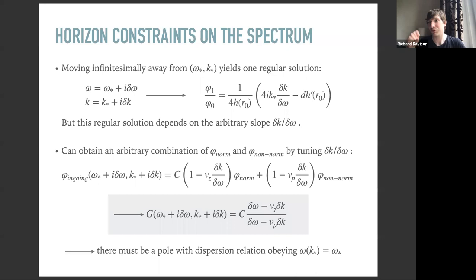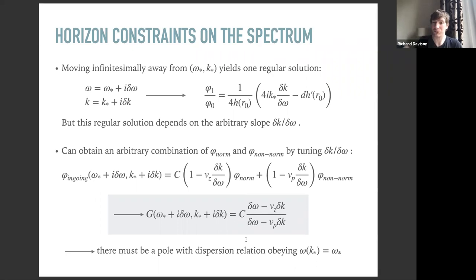So what that's telling us is, slightly away from this strange point in Fourier space, we now have a unique ingoing solution. Some particular combination of the normalizable and non-normalizable modes will be ingoing, but the particular combination basically depends on which direction we move in. That's what I'm writing in this equation here. The ingoing solution is some particular linear combination of the normalizable and non-normalizable modes, but the combination depends on delta k over delta omega. If we take the ratio of these coefficients, that tells us what the retarded Green's function of the operator looks like close to this point in momentum space, and it has the form written on the right-hand side here.